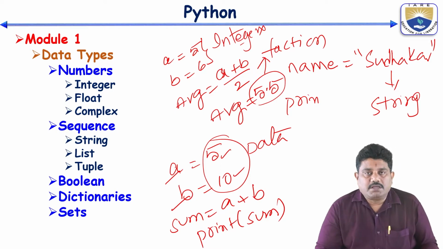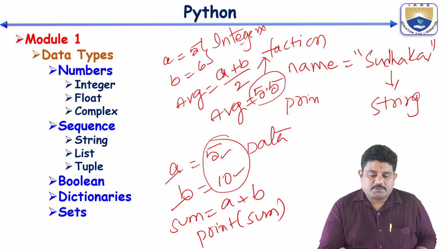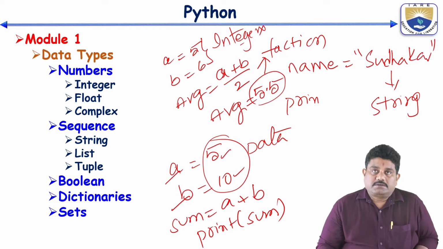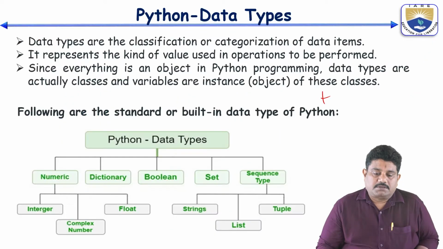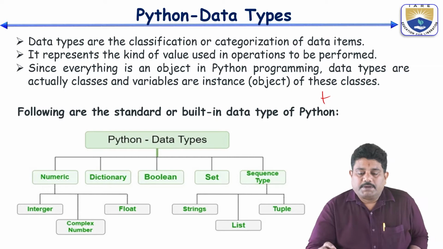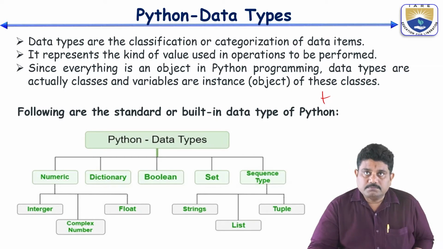Here in Python also we have five different types of data available. These are numbers and sequences, and then boolean, dictionaries, and sets. These are the various data types available in Python. Next we will go to Python data types.